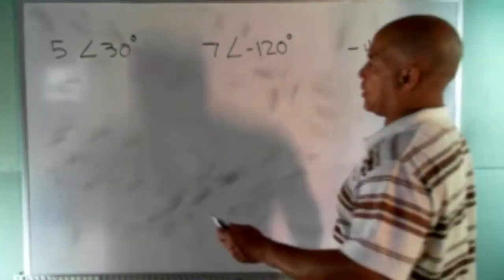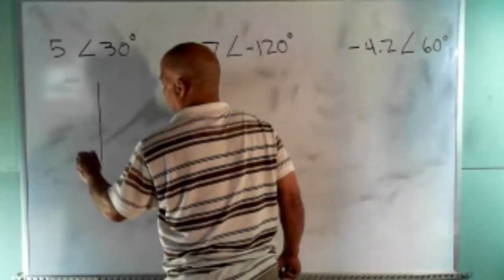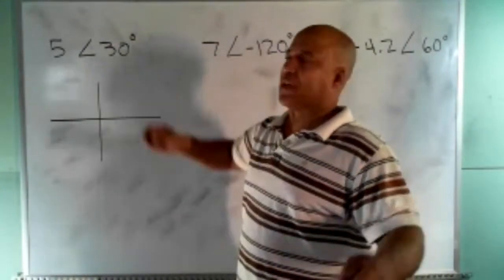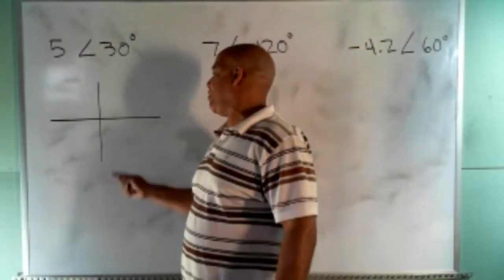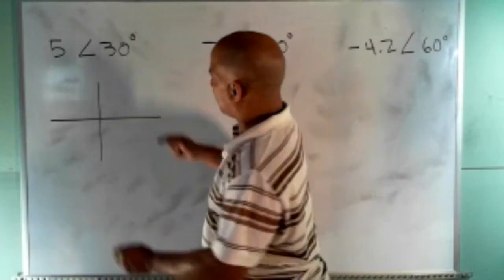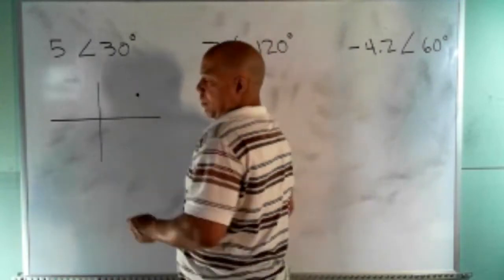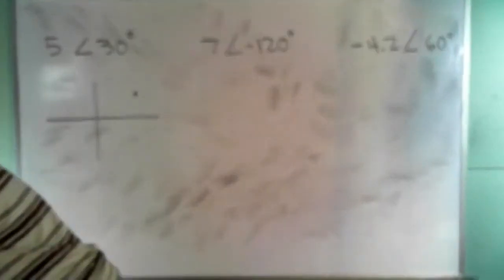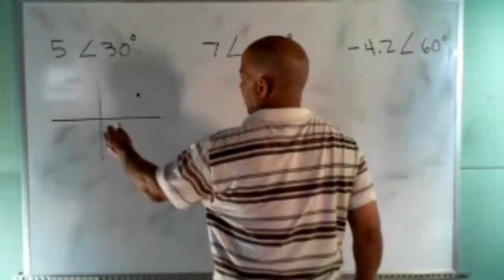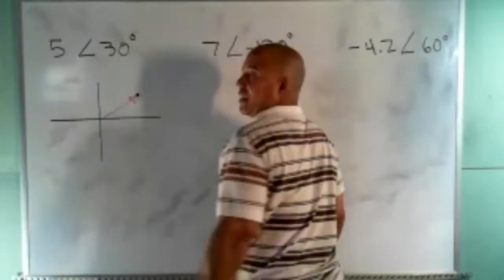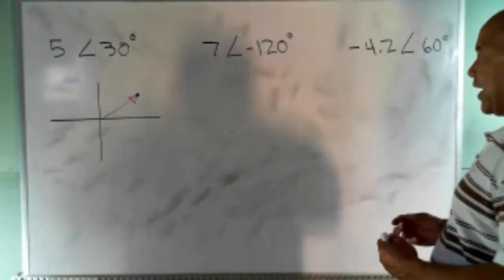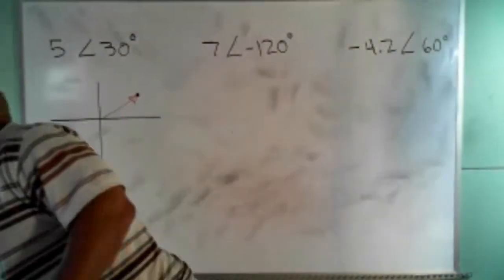So we'll do the first one together. You make the coordinate system. You've got to say 30 degrees. Well, where is 30 degrees? If I go all the way in the middle, it's like 45. So 30 is probably right there. So you put a point, and just like before, you draw your radius vector out like that. This is kind of a guesstimate. It doesn't have to be exact. So I want you to graph that one. I'll pause for a second and let you do those two. Graph them.